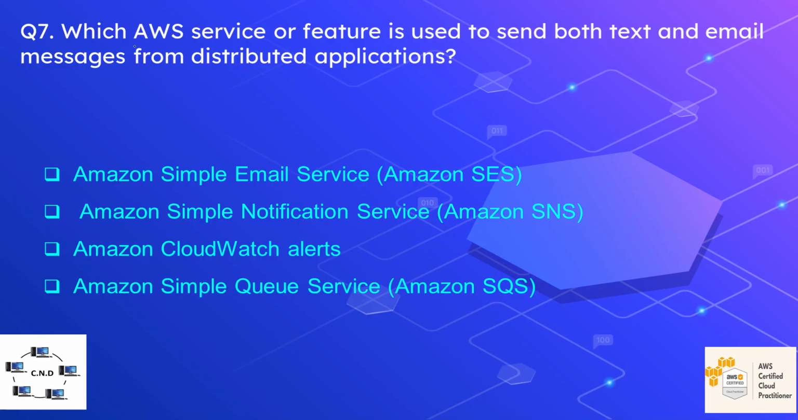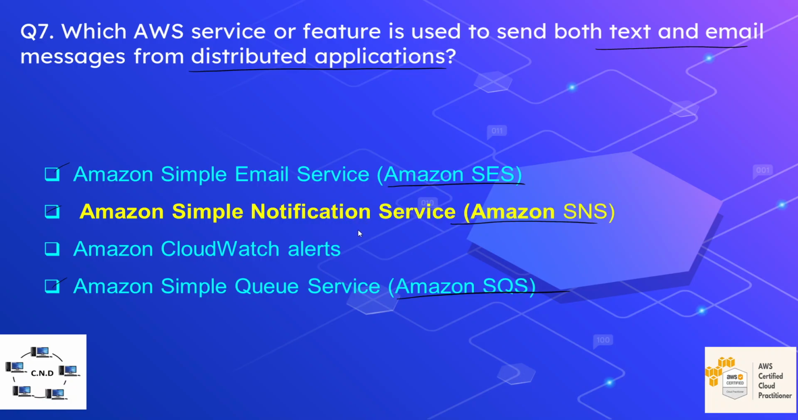Question number 7 is, which AWS service or feature is used to send both text and email messages from distributed applications? And the options are: option A, Amazon Simple Email Service, or Amazon SES. Option B, Amazon Simple Notification Service, or Amazon SNS. Option C, Amazon CloudWatch Alerts. Option D, Amazon Simple Queue Service, or Amazon SQS. And the correct option is the Amazon Simple Notification Service, or Amazon SNS.